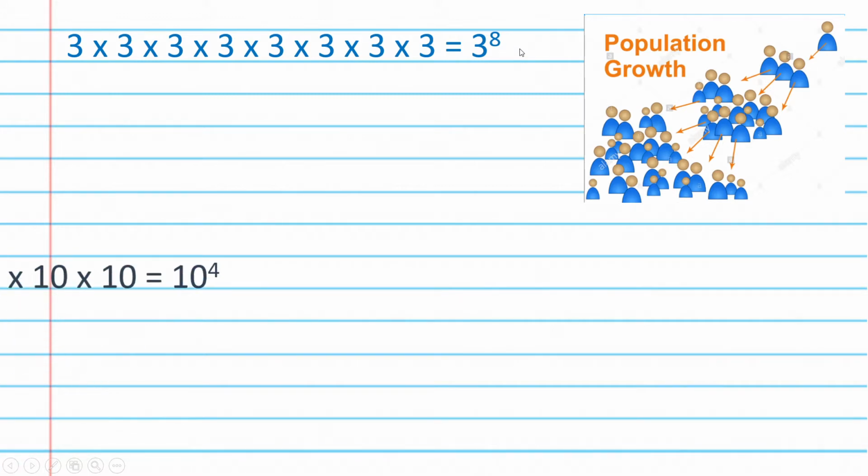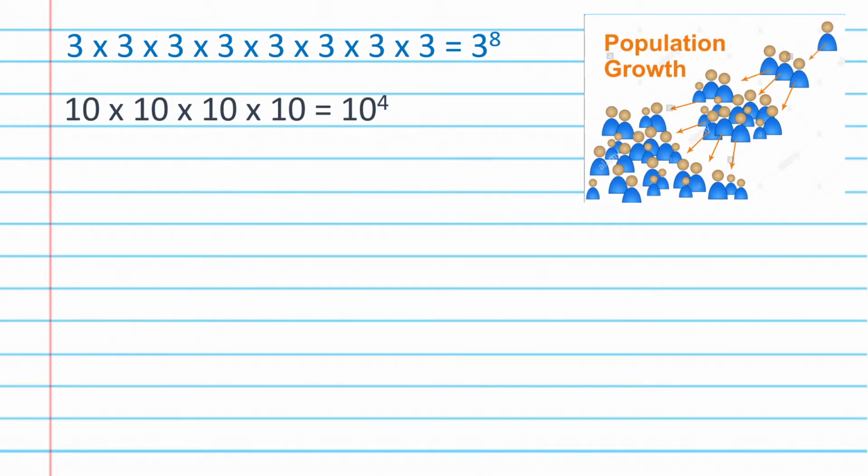Take another example. It is the repeated multiplication of the number 10. When you multiply it 4 times, you will write it like this: 10 raised to the power 4. And this is the exponential way of writing.